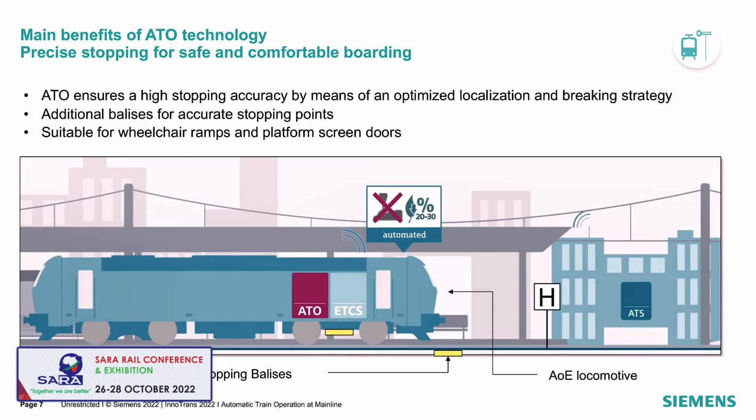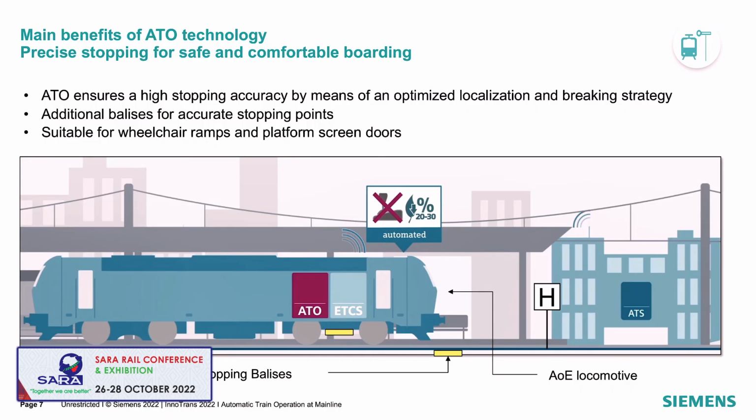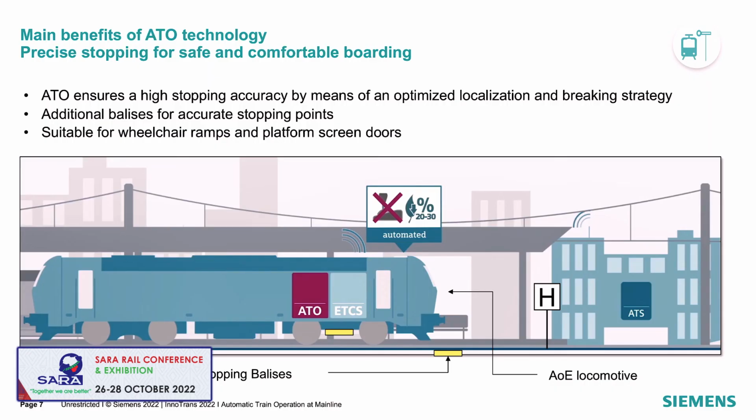So another advantage of that ATO application is the stopping position. With the stopping balises, it is possible to stop the train very accurately in the right position at the platform. So that gives advantages for the wheelchair ramps and screen doors. When you have platform screen doors, it's necessary to stop the train in the right position, and ATO helps and is doing that automatically.